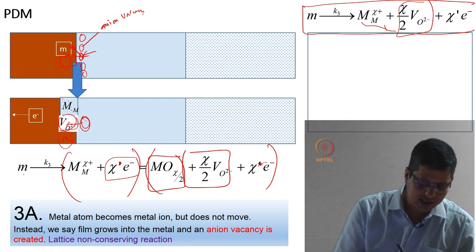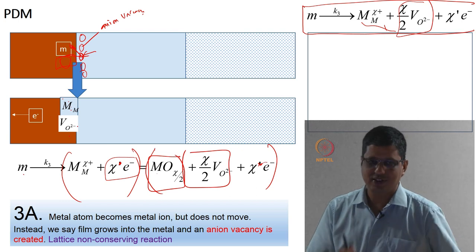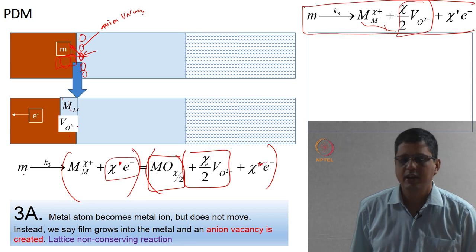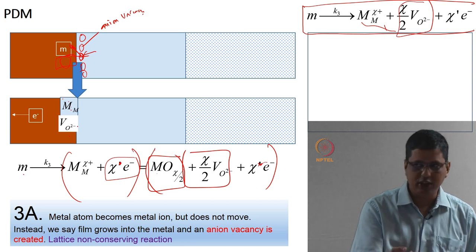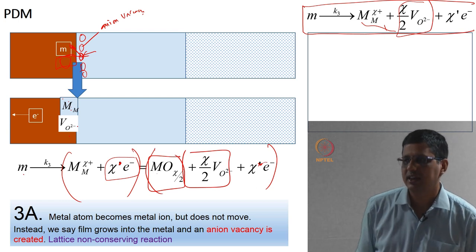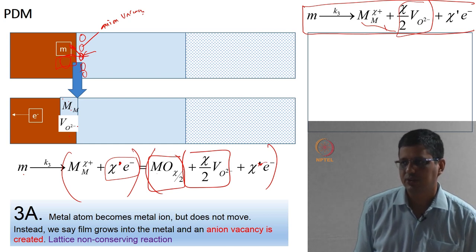But whenever this metal gets converted to metal oxide, it is going to cause a strain at that interface. In fact, when it is continuously forming and growing, it has a lot of stress. That is why this film is usually not crystalline, or it is not really large crystal. You can have small crystals, but it is amorphous by and large.